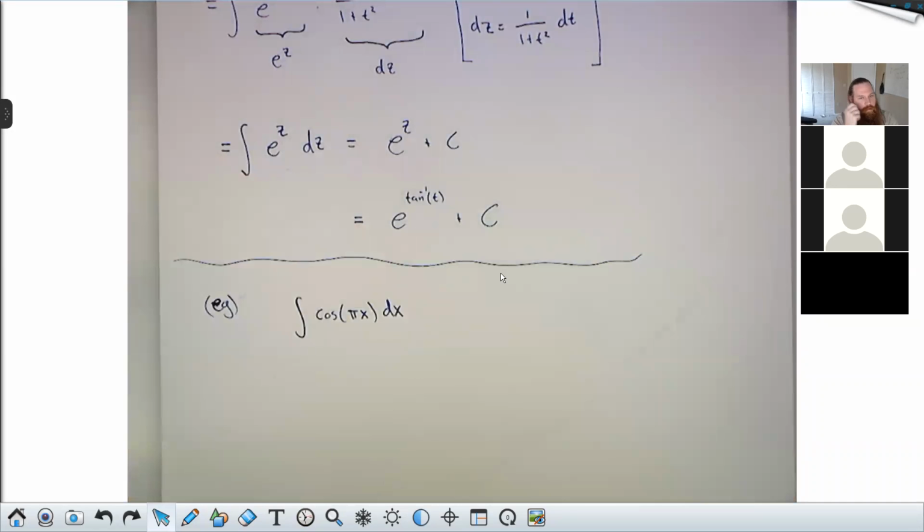I want to integrate cos of pi x. If it was just cosine of x, I would say right away, oh, well, the antiderivative for cosine of x is sine of x, so sine of x plus c. But it's not. It's cosine of pi times x. So do I have an inner function here that I could substitute for?